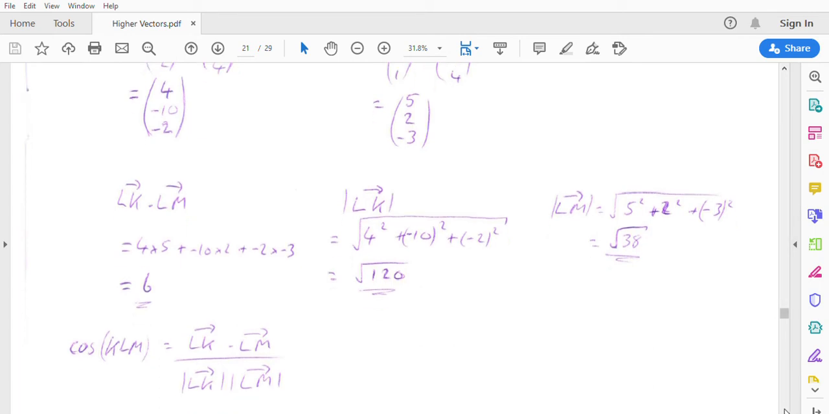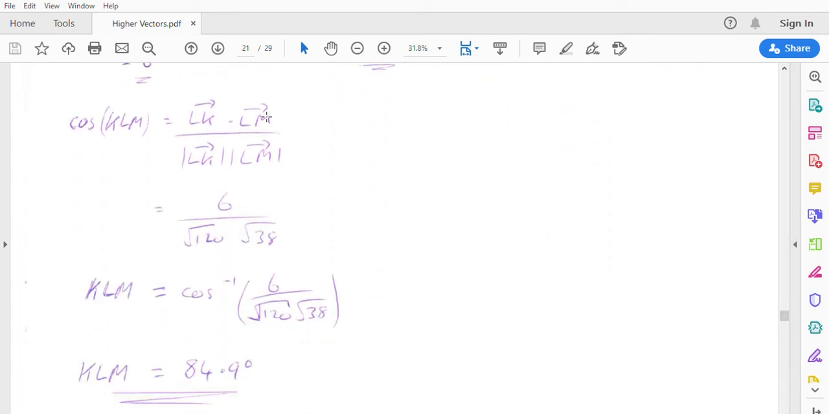And then we're just going to substitute in. Remember to write it in terms of the vectors given in the question, guys. I mentioned this in the last example. You will lose a mark if you don't do this. Substitute in the values, take the inverse cosine, and to three significant figures we have 84.9 degrees.